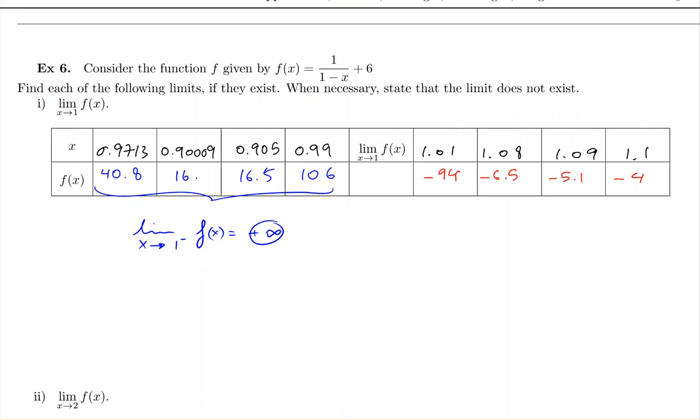What about the numbers in red? What are these things saying? These numbers are telling me that if I pick a number that's roughly close to 1, but slightly more, like the 1.01, 1.08, and so on and so forth.